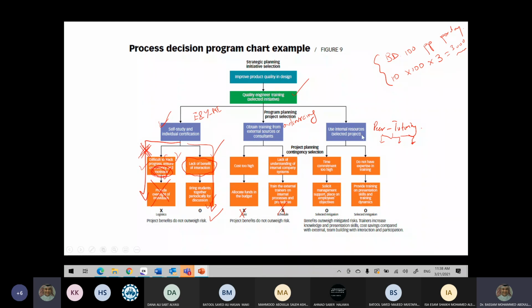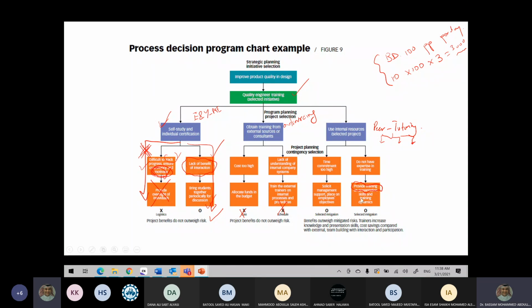Now, talking about using internal resources, it's not only that the time commitment is too high, which we can already solve, but maybe you don't have the expertise within your university. But if you don't have the expertise, many companies do that, by the way. They provide training.